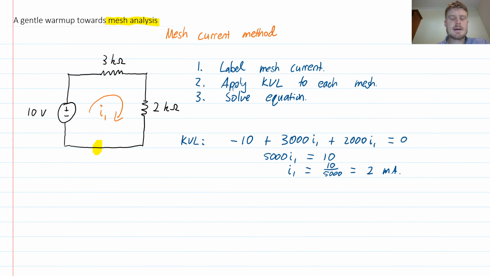So this is an example of the mesh current method. Here's how you apply it to the simplest possible circuit. In summary, it's using Kirchhoff's voltage law and Ohm's law to express the voltages around each of the loops, and our unknowns that we're solving for are the currents in each of the meshes.